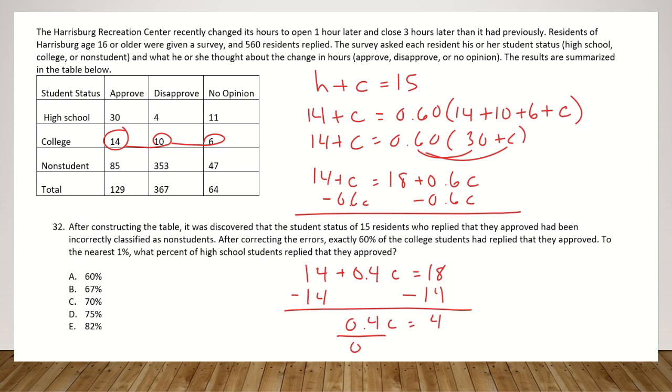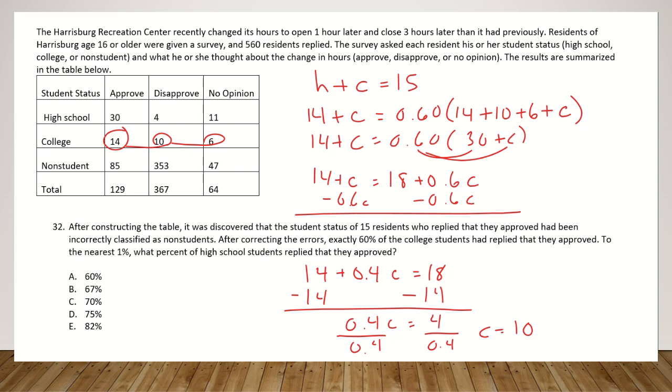And then divide by 0.4. Oh, not C, just 0.4. Sorry about that. Okay. And then 4 divided by 0.4 tells us that there were 10 college students misclassified.